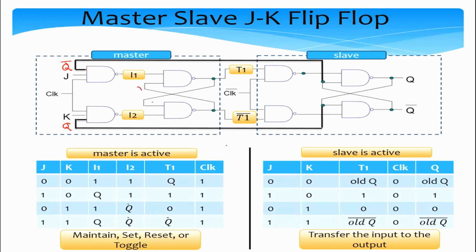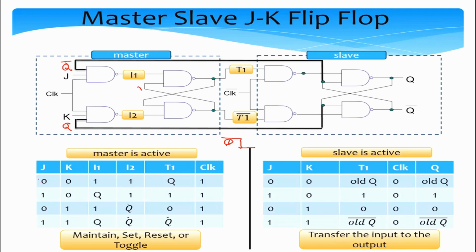So this is also a negative edge triggered system. So there is a positive edge and then a negative. So let's consider the case when the clock is 1. When the clock is 1, the master is active and the slave is not active. The slave is maintaining its values, so we'll not consider the slave. So let us consider all the cases when the clock is 1, which means that we only need to consider the master.